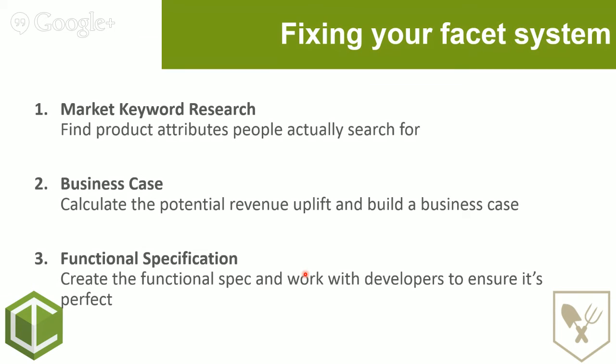You have to create a business case. Some of the fixes are going to have to quite fundamentally change the way your category system works, depending on your setup now. And it's going to cost money. So calculating the potential revenue uplift is going to be important. And then finally, creating a decent functional spec so that your developers can implement a good system without you having to sit next to them all day long, every day. So we'll go through all of those.